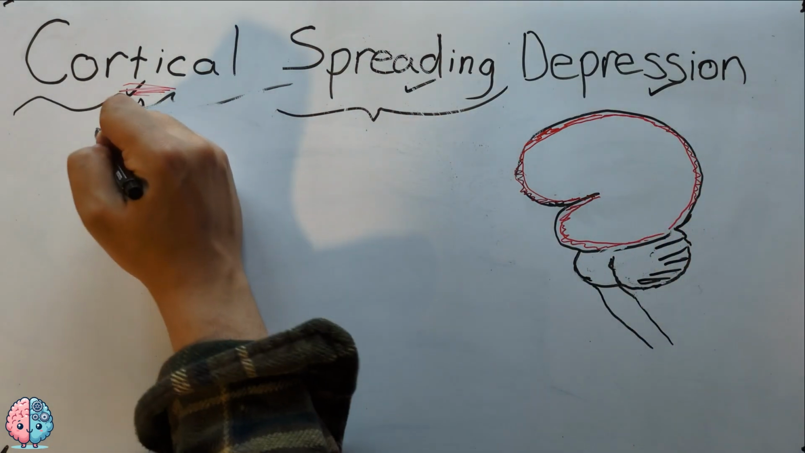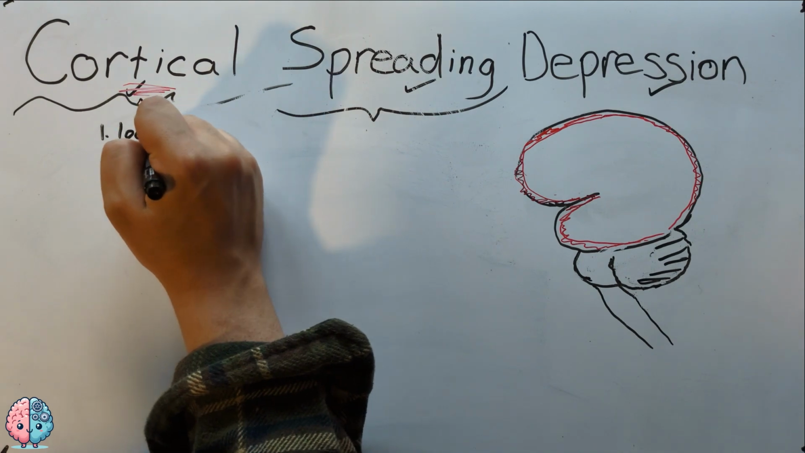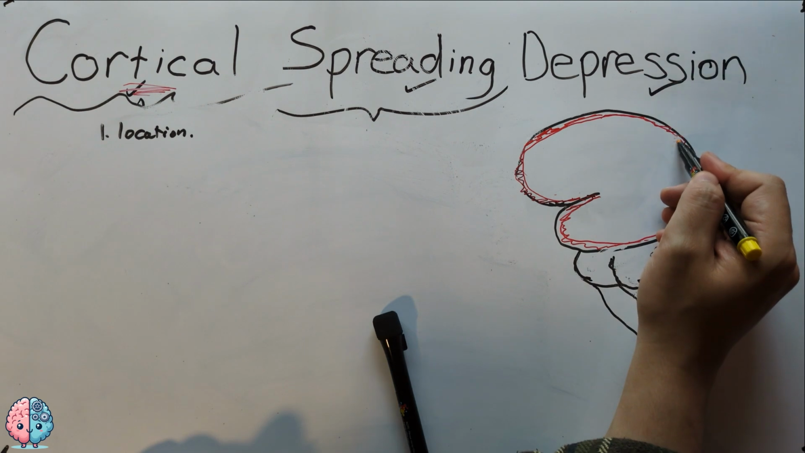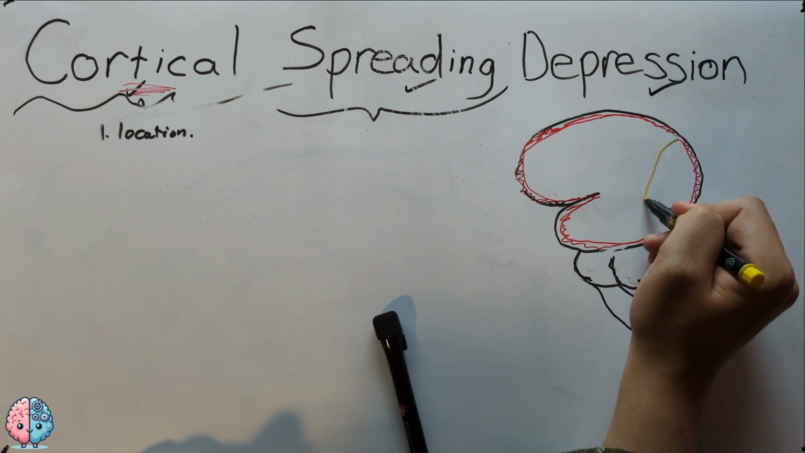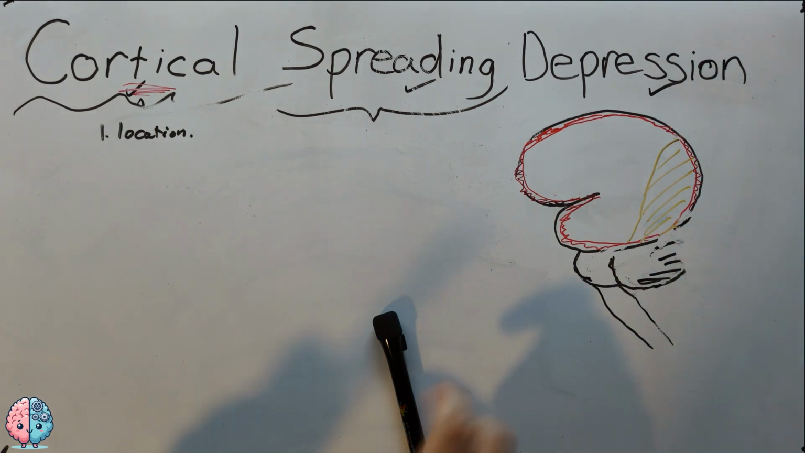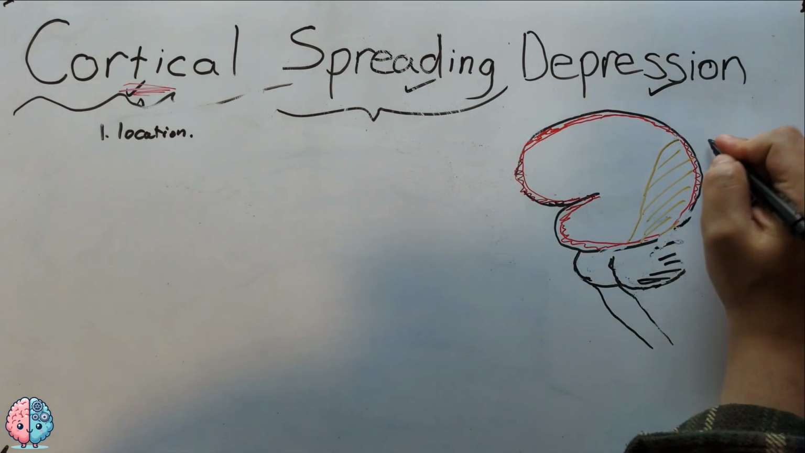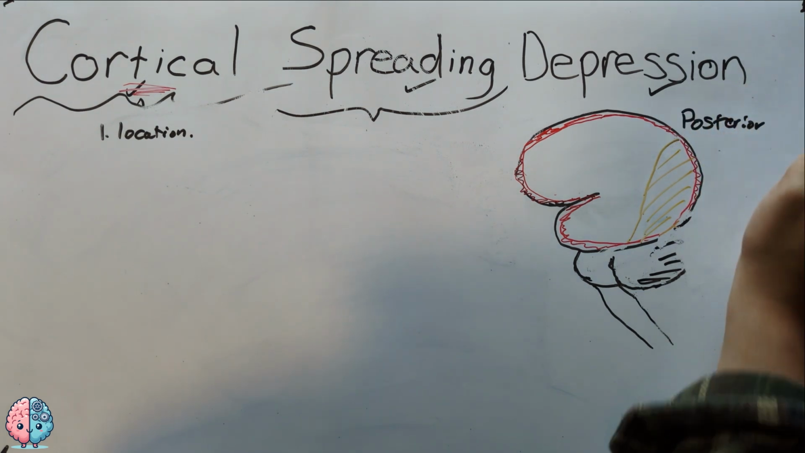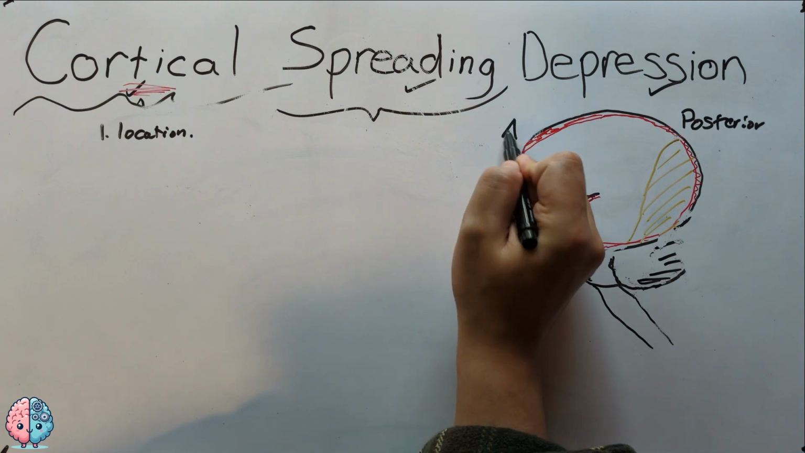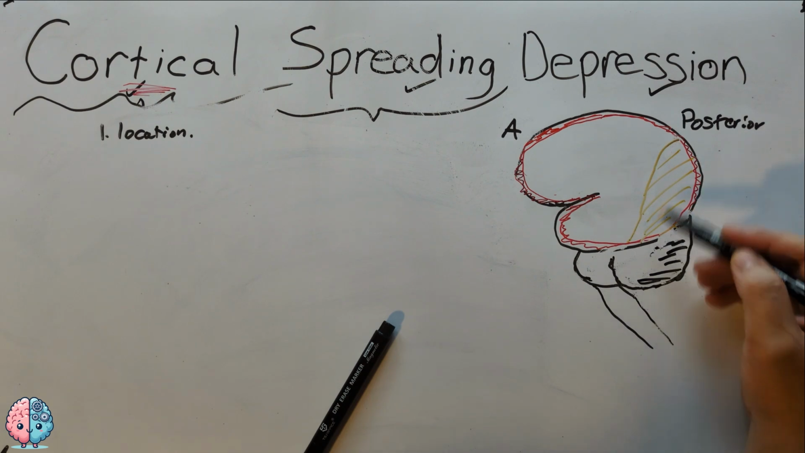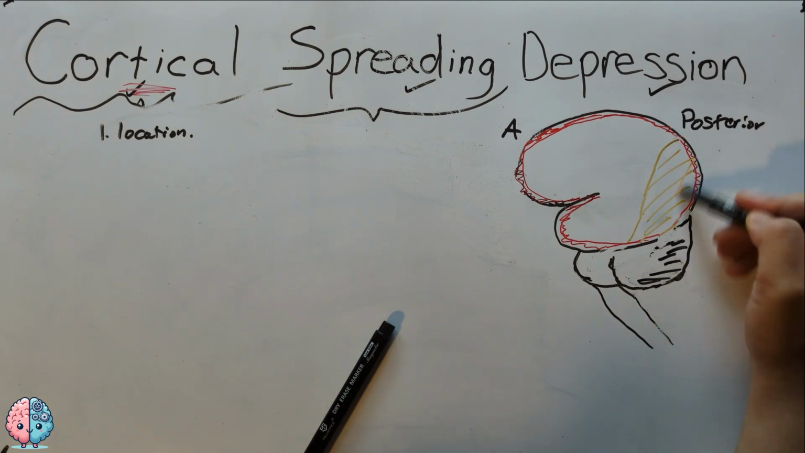Gray matter. Now, this is important for a few reasons, and one of the reasons is location. So cortical spreading depression usually, but not always, starts at the occipital lobe. Okay, so let's actually label this end of the brain as the posterior end, and this as the anterior. Let's just do A for anterior. Cortical spreading depression usually starts at the posterior end of the brain, where the visual cortex is.